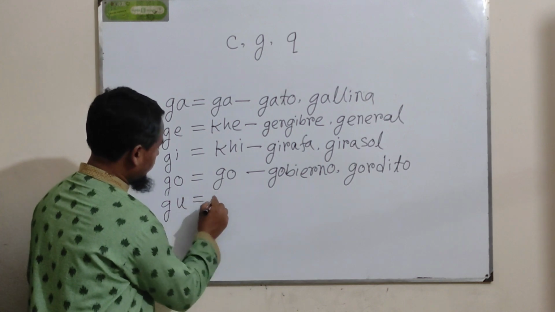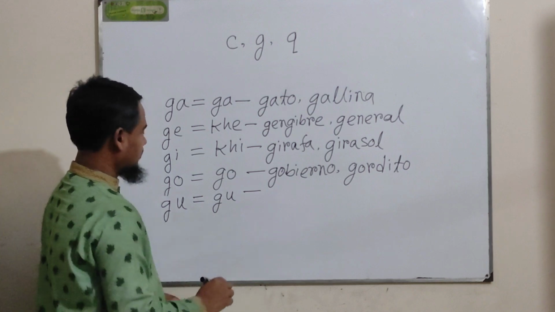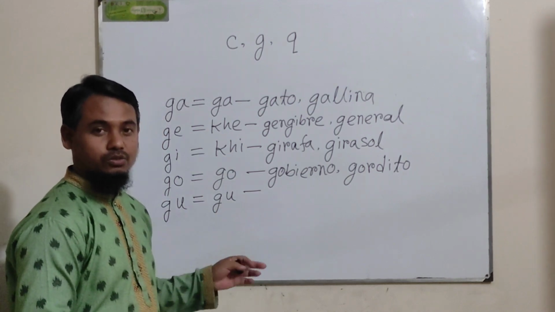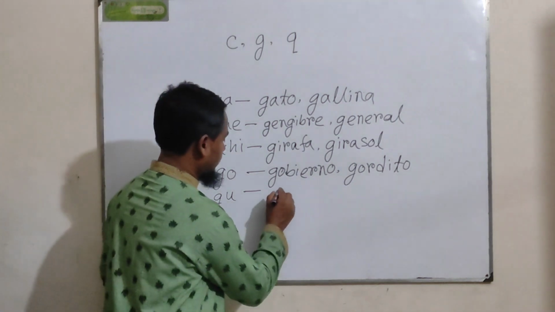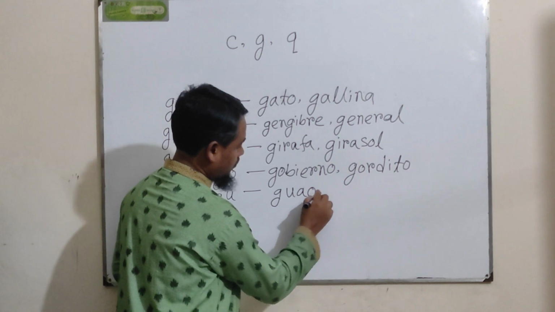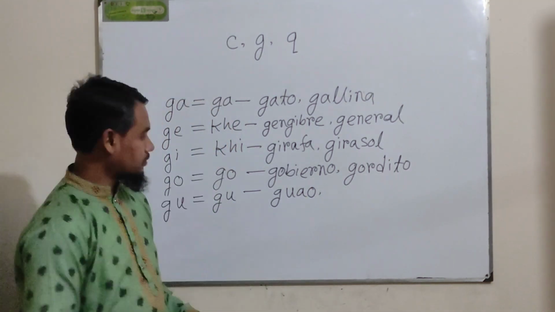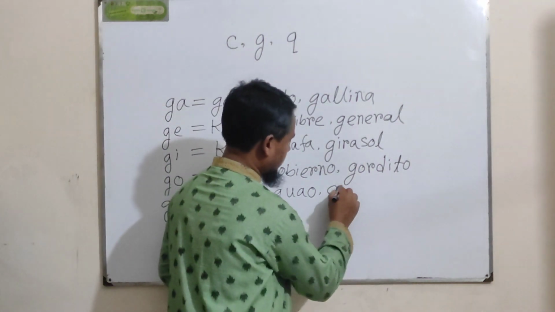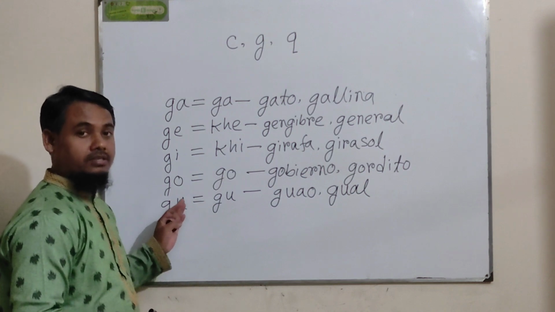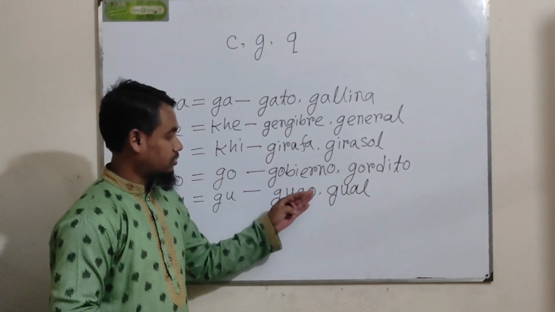G after U is gu. For example, guau. Gual.